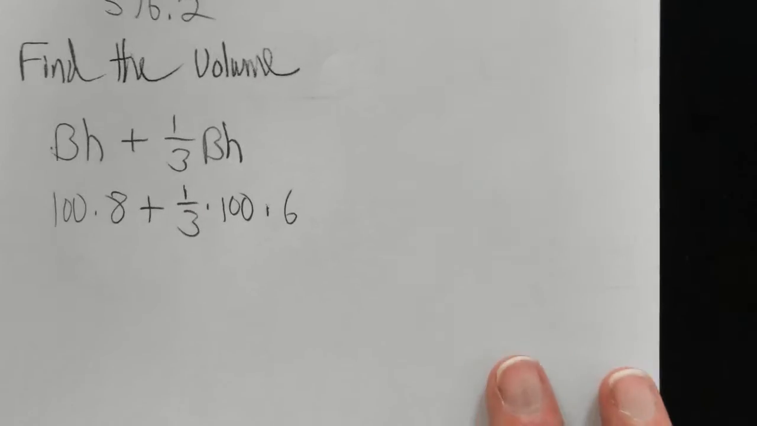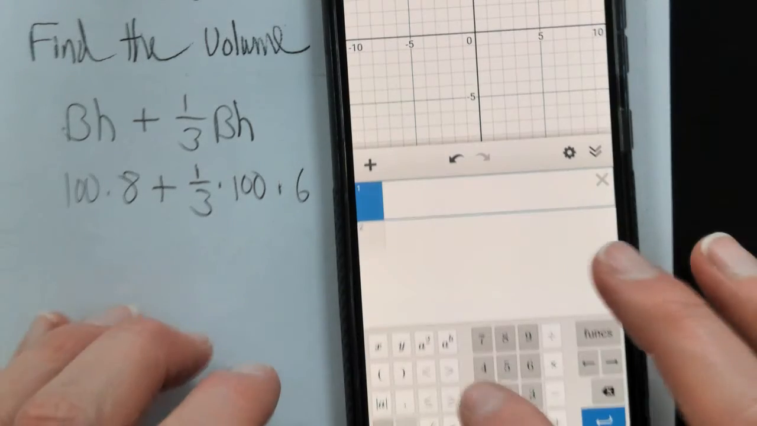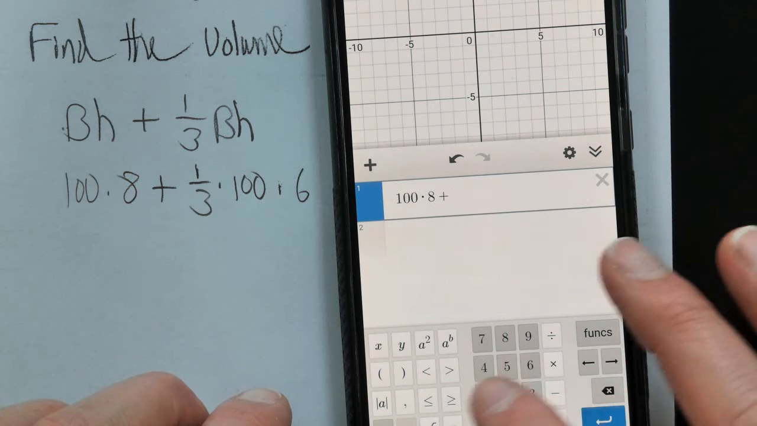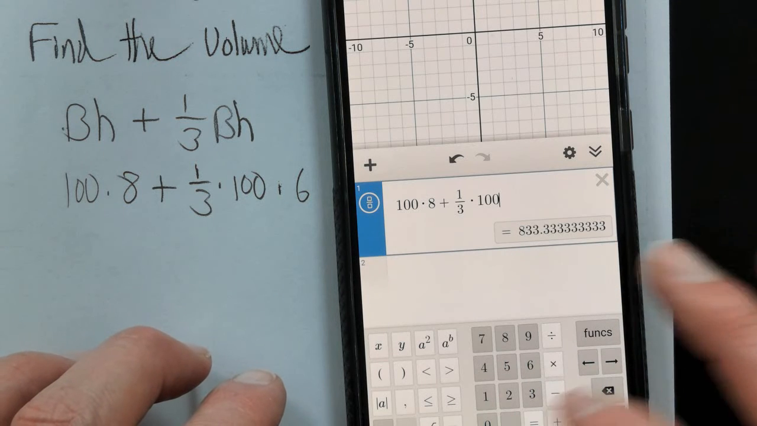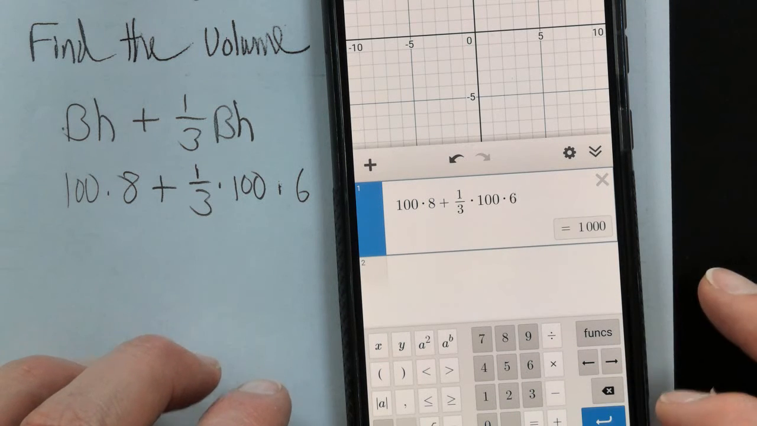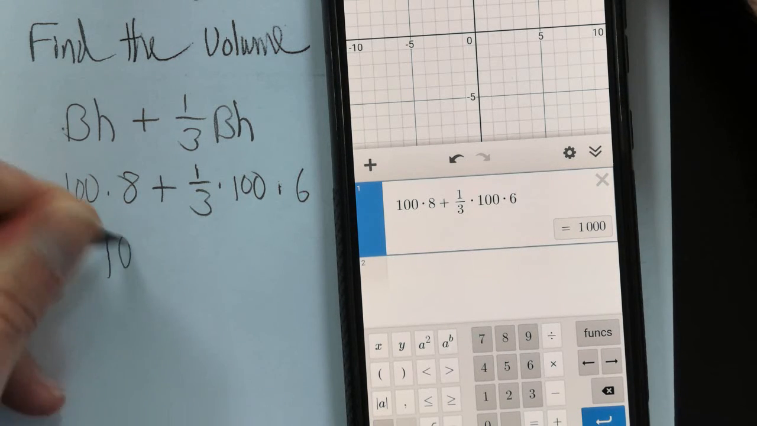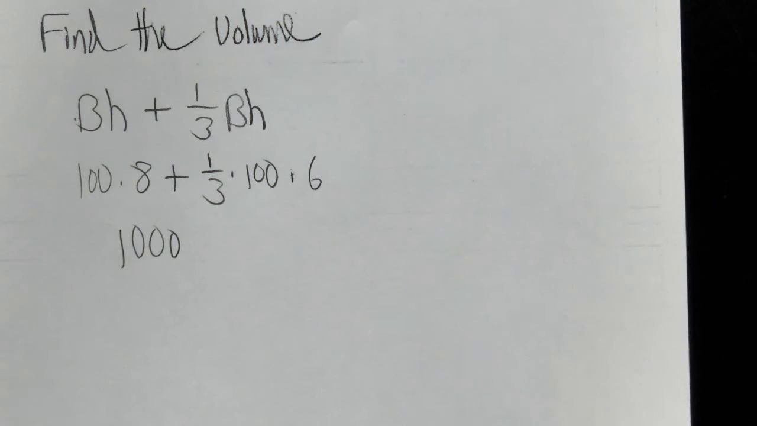Okay? And so that one is a little bit easier to plug in because there's no adjustment to be made, and the calculations are a little bit easier. When you go and plug in, it's very straightforward. So we'll go 100 times 8 plus 1/3 times 100 times 6. And we see that the volume comes out to a nice even number. 1,000 is the volume. All right? And remember, that's cubic units, by the way.